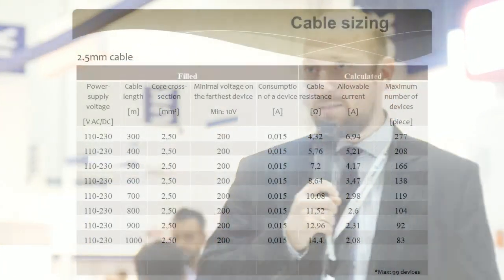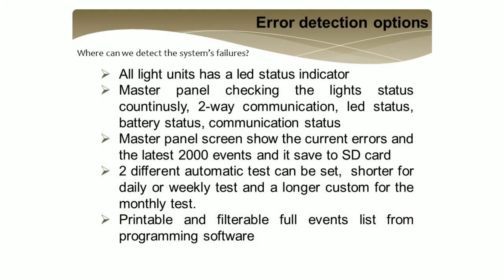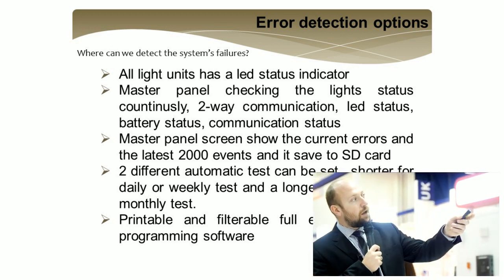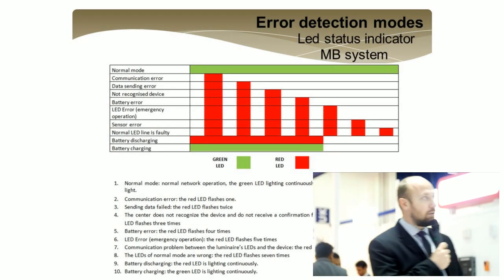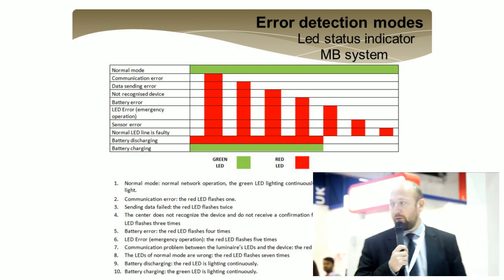Where can we detect these failures? Firstly, every light unit has an LED status indicator, a green and a red LED. It means for every situation we have a different LED blinking. The standby normal system means only the green LED, a steady green LED. In a main battery system, the normal mode is a steady green. Now the battery charging is a blinking green LED.